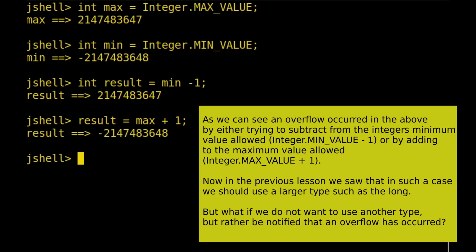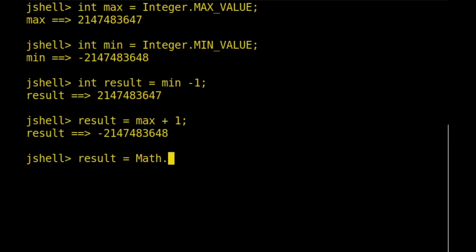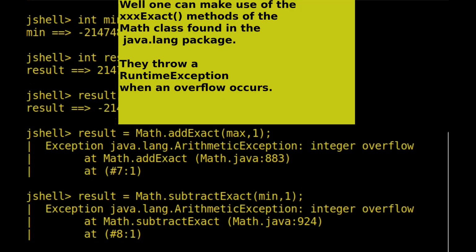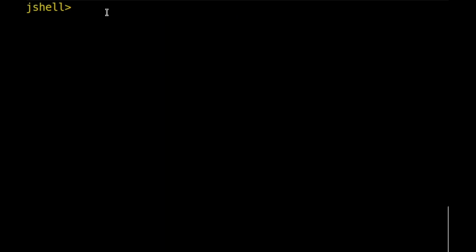But what if we do not want to use another type, but rather be notified that an overflow has occurred? Well, one can make use of the exact methods found in the Math class, which is in the java.lang package. They throw a runtime exception when an overflow occurs.